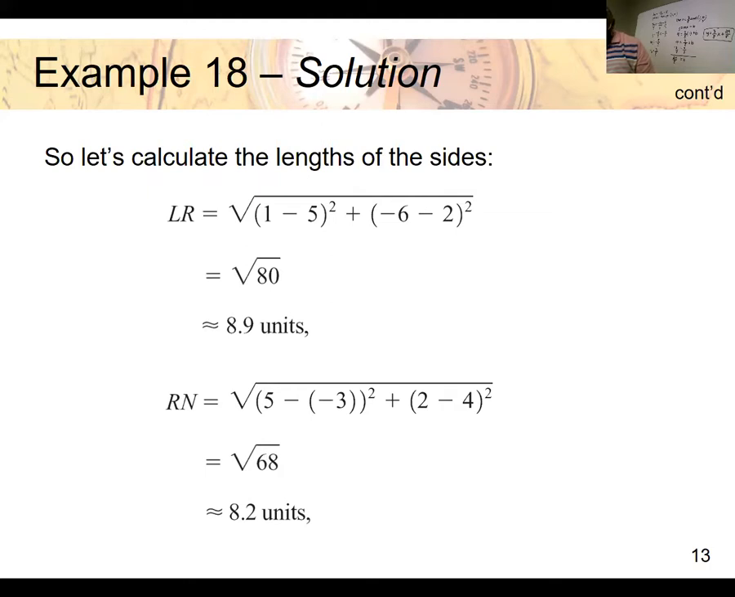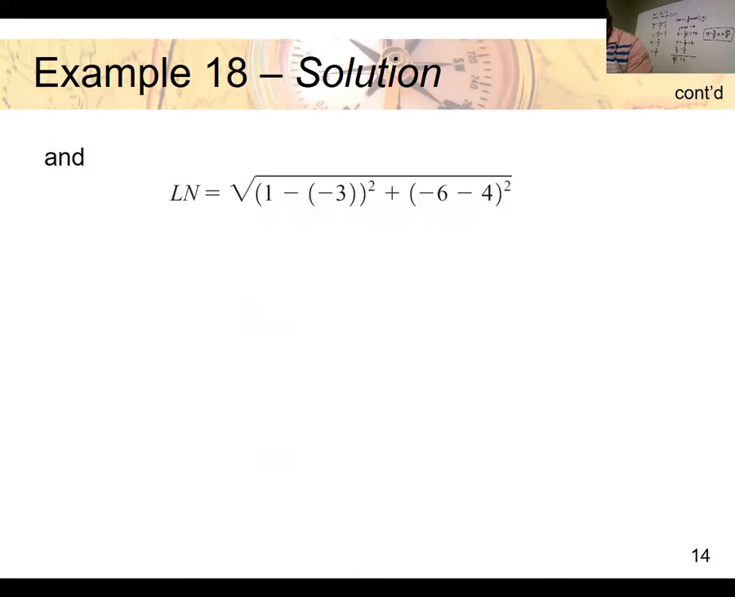Okay, and then finally from L to N, here again, x2 minus x1. That would be 1 minus -3. And then plus y2 minus y1, -6 minus 4. So here 1 minus -3 will be 4. 4 squared is 16. -6 minus 4 is -10. -10 squared is 100. So 100 plus 16 will give you the 116 that's underneath the radical. And then take this square root, you'll get approximately 10.8 units.